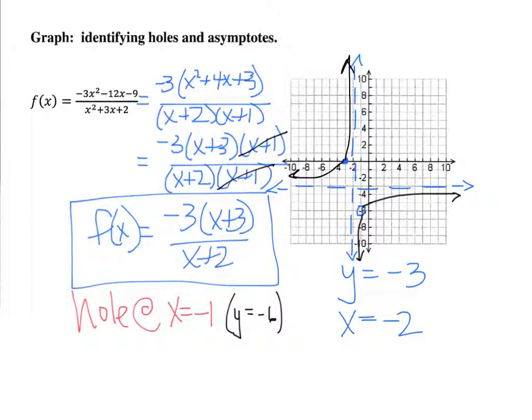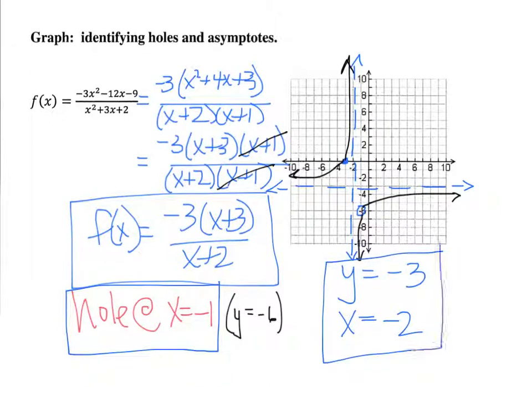So the graph is finished. I simplified my function. I wrote down where the hole is located and my asymptotes. Done.